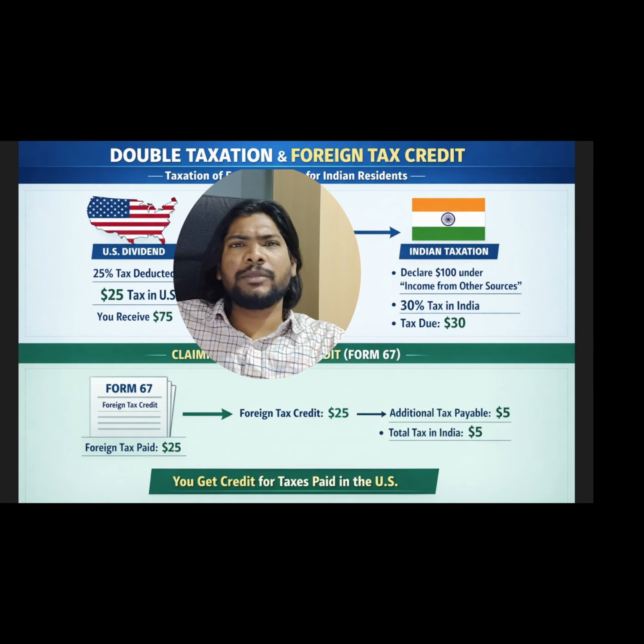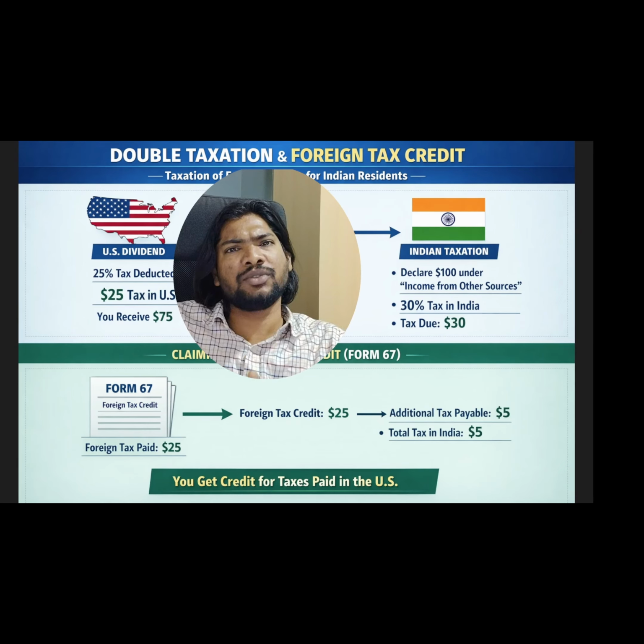So how to claim this foreign tax credit? For claiming foreign tax credit, you need to file Form 67 before filing the income tax return to avail this 25% of tax concession which you have already paid in the US, and the difference between 25% and 30%, the 5%, you need to pay in India while filing your income tax return.